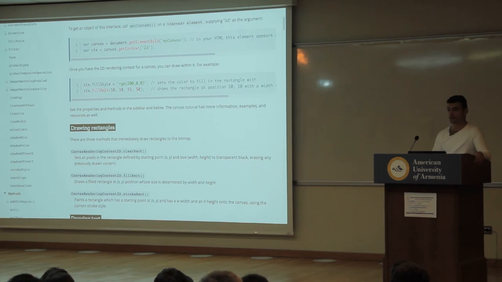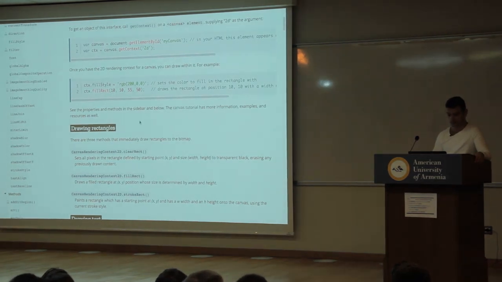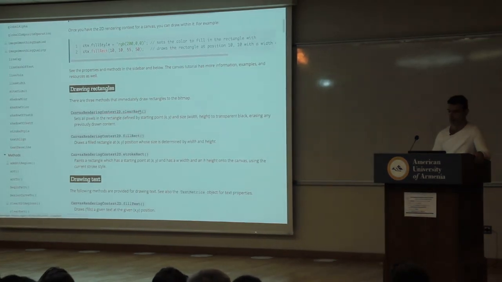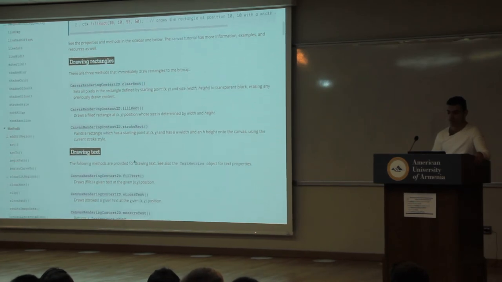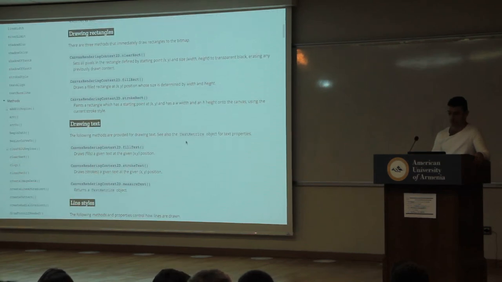FillRect, we know this. ClearRect, interesting. I wonder what that does. It sets all pixels in a rectangle defined by starting point X and Y, size, width, and height to transparent. FillRect, we know that. StrokeRect, we know that.